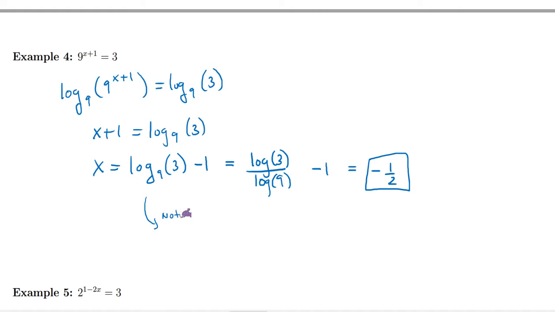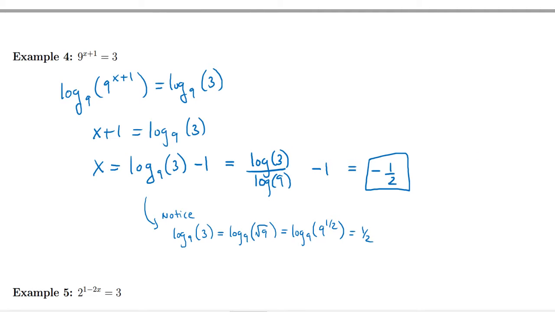Notice log base 9 of 3 is actually the square root of 9, right? And then you have 9 to the 1/2, right? And so then these would cancel and give you a half. So you'd actually have a half minus 1, which would give you negative a half. So that's how you could do it without a calculator. But if you don't notice that, that's fine. You can just use your calculator. You'll get the same answer.